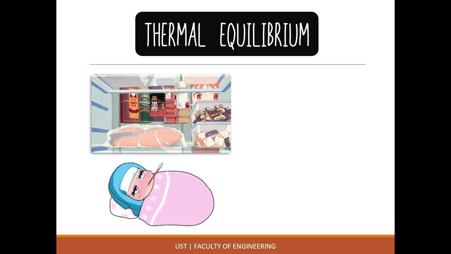A thermometer is placed in contact with the patient's body. If both the body temperature of the patient and that of the mercury in the clinical thermometer have reached thermal equilibrium, then the temperature of the thermometer is the same as the body temperature. Hence, the reading of the thermometer shows the body temperature of the patient.